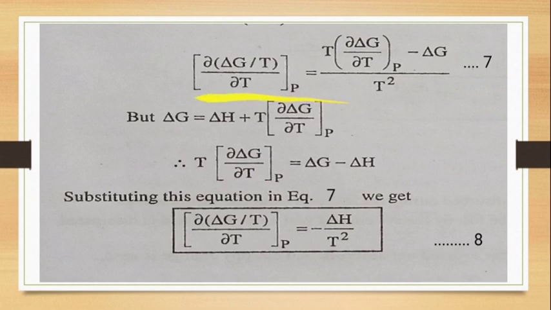So there are two equations. ΔG is equal to ΔH plus T in a bracket ∂ΔG/∂T at constant pressure. This is our first equation, and the second equation is this one: ∂(ΔG/T)/∂T at a constant pressure is equal to minus ΔH upon T squared. So this is our second equation, and these two equations are called the Gibbs-Helmholtz equations.